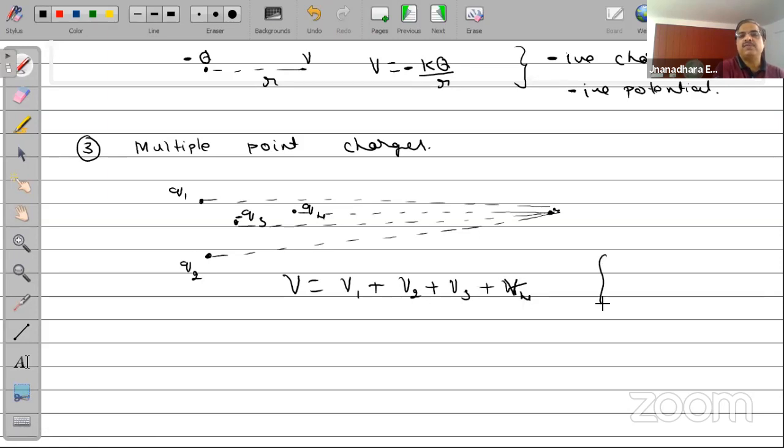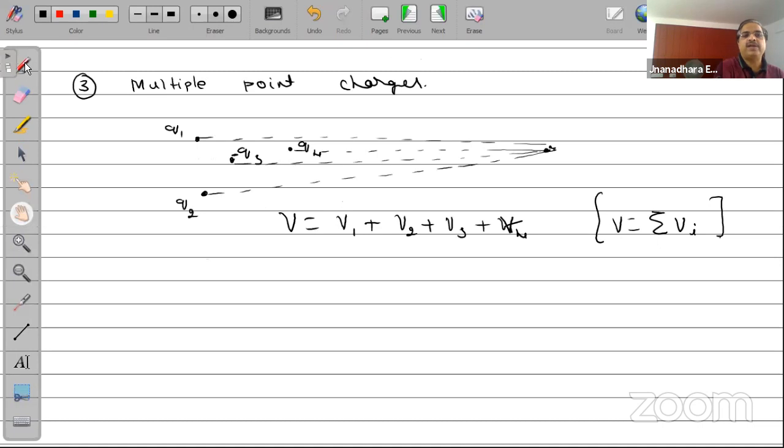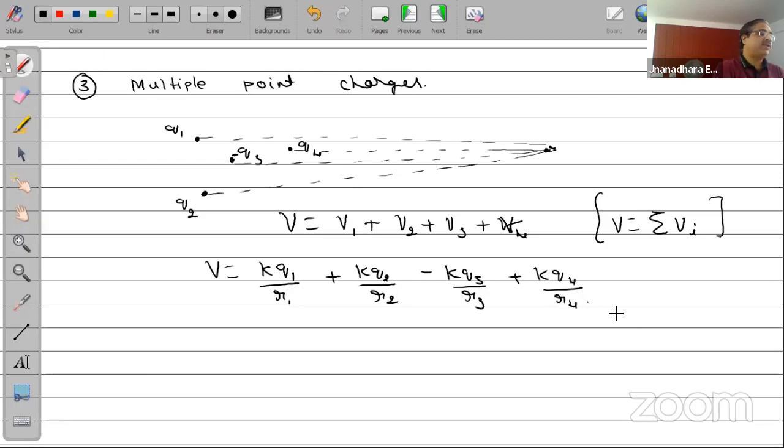Or in general, you can say potential will be equal to the summation of all the potentials due to the individual charges. So you will find that the potential in this case will be equal to K Q1 by R1 plus K Q2 by R2 minus K Q3 by R3, because there's a minus charge there, plus K Q4 by R4. So this is how you find out the potential because of multiple charges.